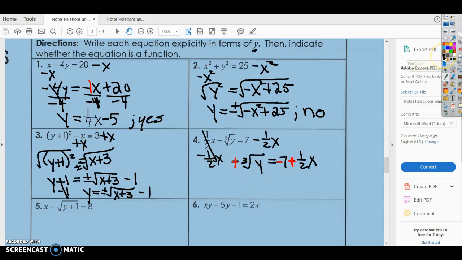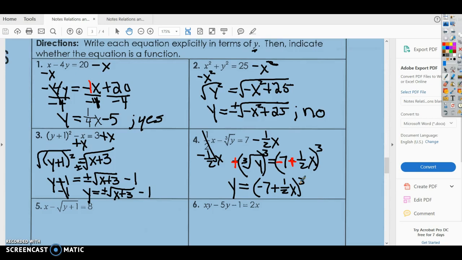Okay, so now cube root. Well, a squared undoes a square root, so a cube root has to be cubed. Okay, so I'm going to cube both sides. The cube root cancels the cube, and y is equal to, make sure you don't forget your parentheses, y is equal to negative 7 plus 1/2 x, all in parentheses to the third power.